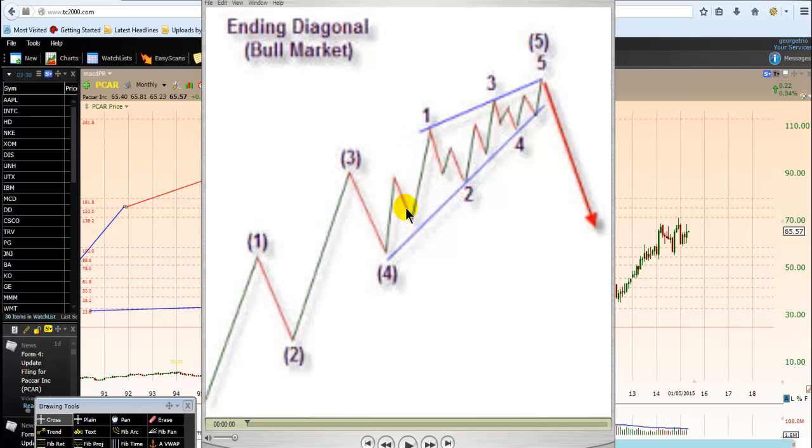What usually takes place in the ending diagonal when we have an up move is euphoria. Have you ever heard that word? Euphoria. When the bullish traders think that they are invincible, nothing can happen to them, and people will buy here and hold. This is dumb money. Do not buy and hold during an ending diagonal in an up move. It's dumb money. D-U-M-B, dump, dump, and dump, okay?